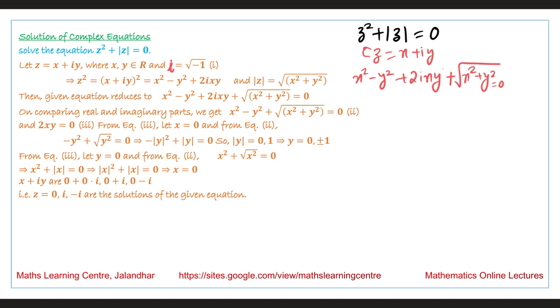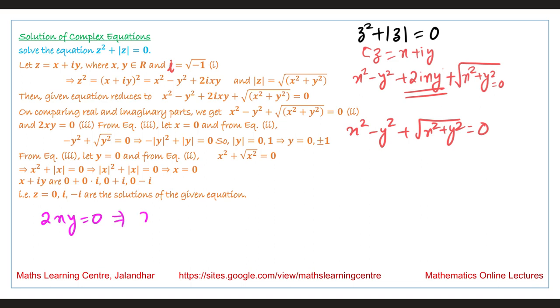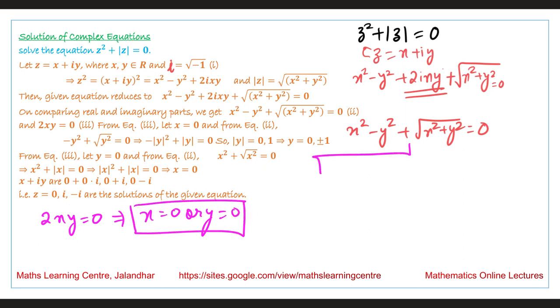If we equate the real part, we get x square minus y square plus square root of x square plus y square is equal to 0, and when we equate the imaginary part, we obtain 2xy is equal to 0. So this implies either x is equal to 0 or y is equal to 0. So we solve this equation in two parts: one, when x is equal to 0, and second, when y is equal to 0.